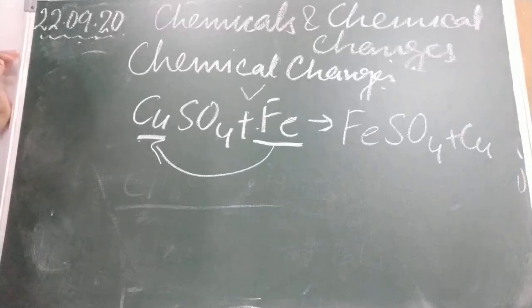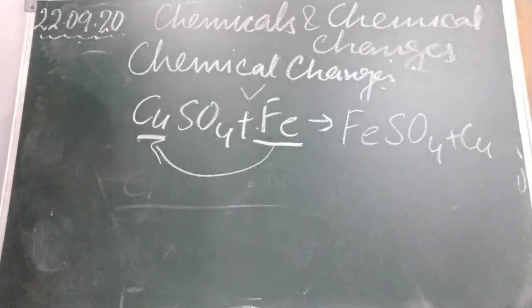Crystallization. Next topic is crystallization. What is crystallization? The process by which an impure compound is converted into crystals is known as crystallization. We can make crystals of copper sulfate as well as sodium chloride. That's all, children. Now one more equation I would like to discuss.